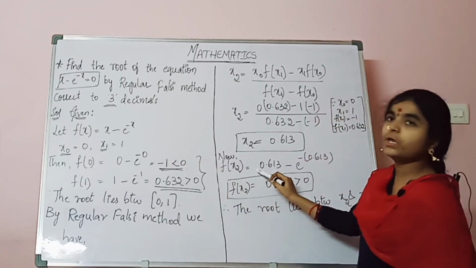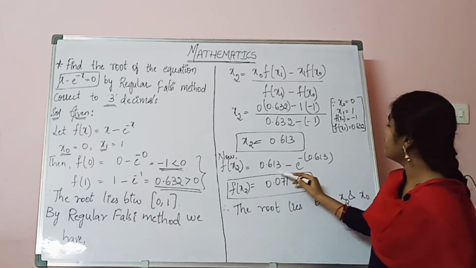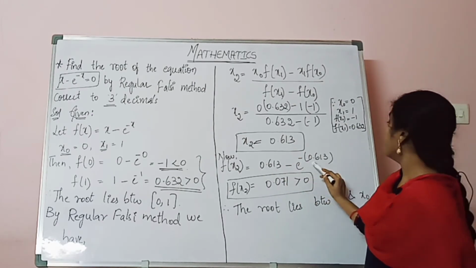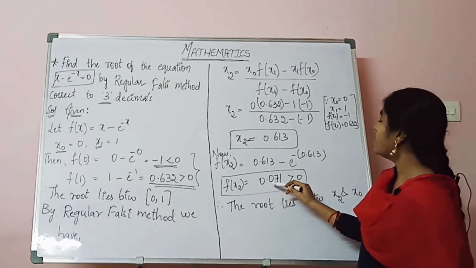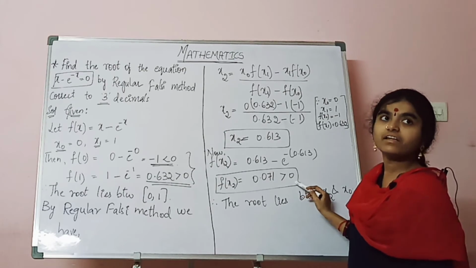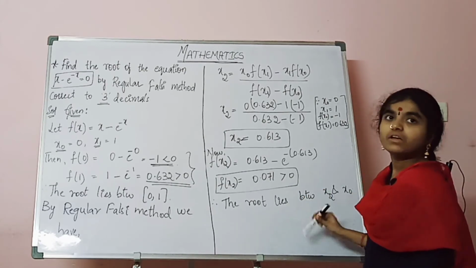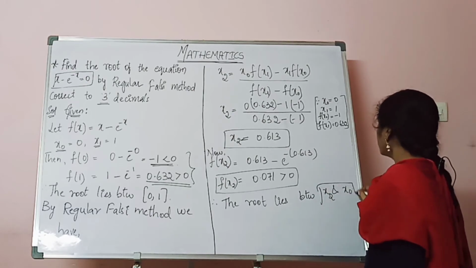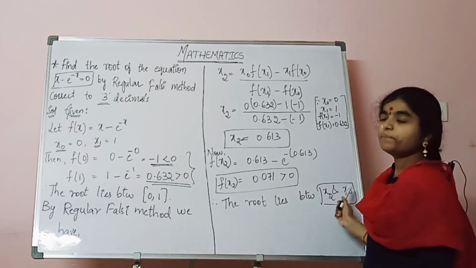We substitute this x2 into the given equation. So f of x2 equals, what is the x2 value? 0.613 minus e power minus 0.613. So what will we get here? 0.071, which is greater than 0. So what can we say here? The root lies between x2 and x0.